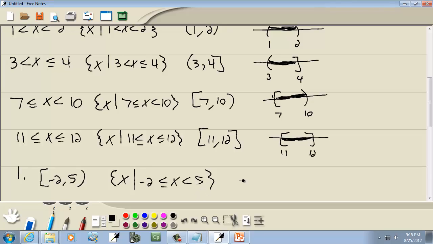Now until you get comfortable with interval notation and all those, I would use that table. You should eventually get to the point where you won't need to look at that table. You recognize that a bracket is the same as a less than or equal to. A parentheses is the same as a less than.